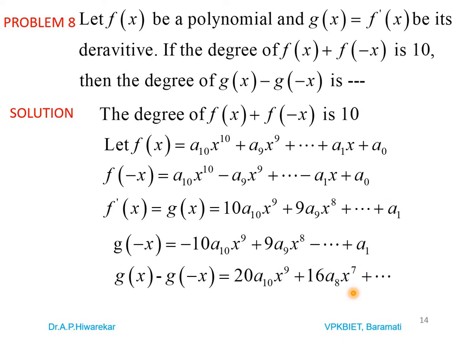And obviously, we have to just check the degree of that function. So, the degree of g(x) minus g(minus x) will be 9. So, that is our final answer.